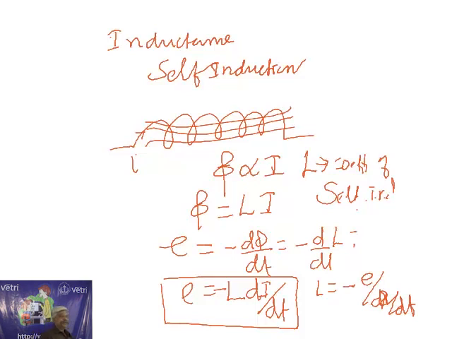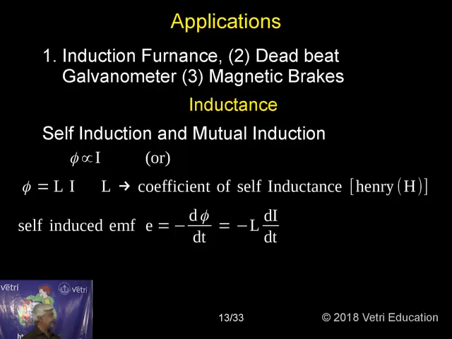The unit of L is always Henry. So this is what is given in the chart. Here phi is proportional to I, phi is equal to L i, coefficient of self-inductance, unit Henry. Self-induced EMF is equal to minus d phi by dt. This is because of Lenz's law. That is L into di by dt. That is given in this.